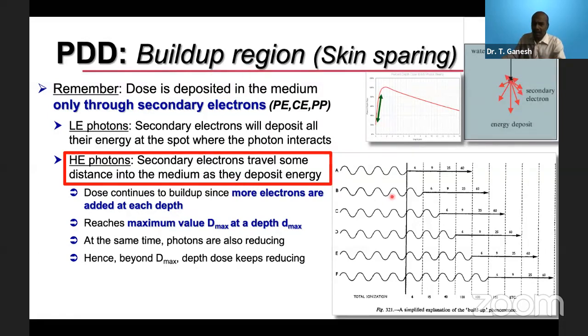You see here, a photon beam is striking a surface, and at the surface a few photons are interacting and setting electrons in motion. The straight arrows are electrons. And what do electrons do in turn? They produce ionizations. In the first millimeter, they produce only 6 ionizations.